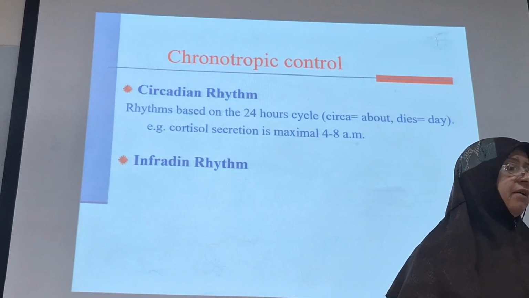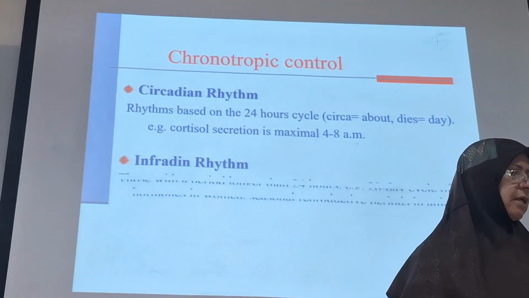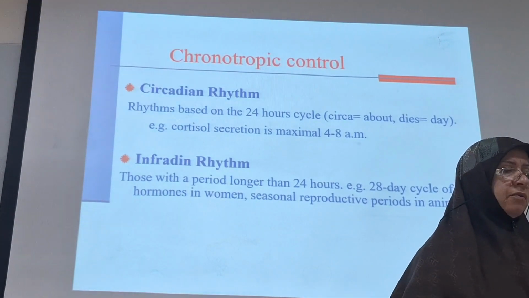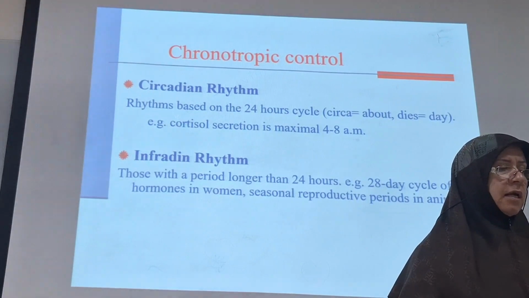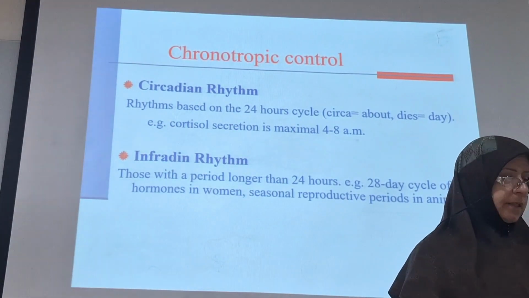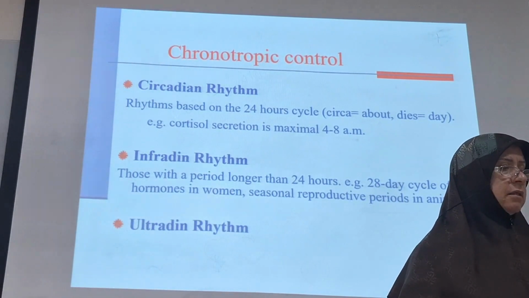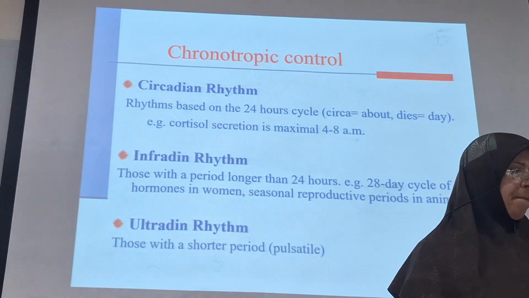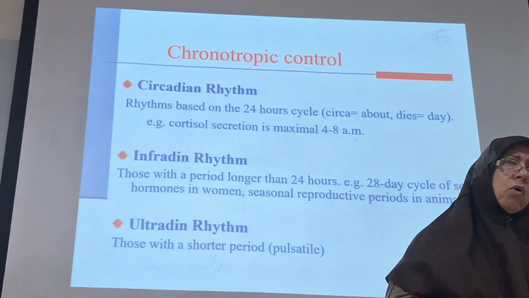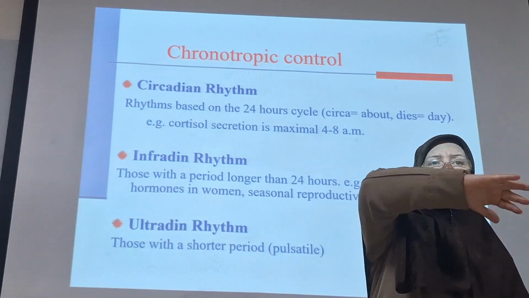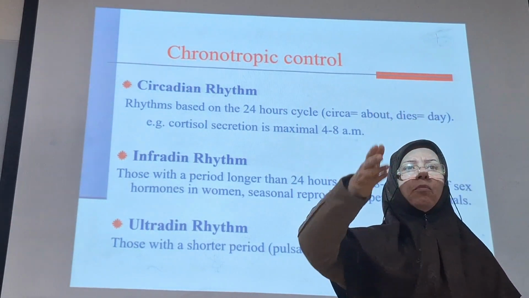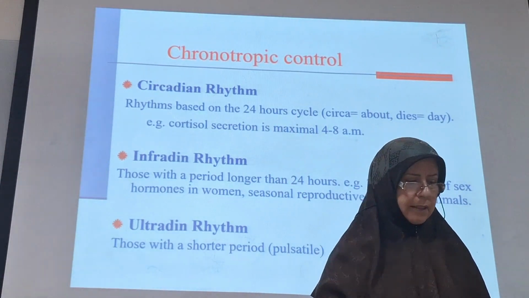In addition, we have infradian rhythm. Infradian rhythm is longer than 24 hours. For example, the 28-day cycle for hormones in women. And ultradian rhythm is shorter than 24 hours. All hormone secretion fluctuates, and secretion of hormone is pulsating. Okay.